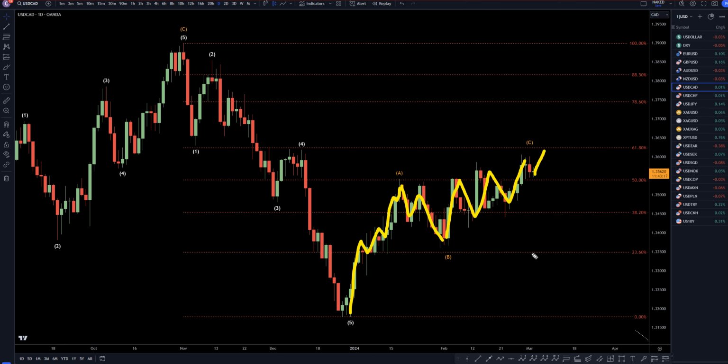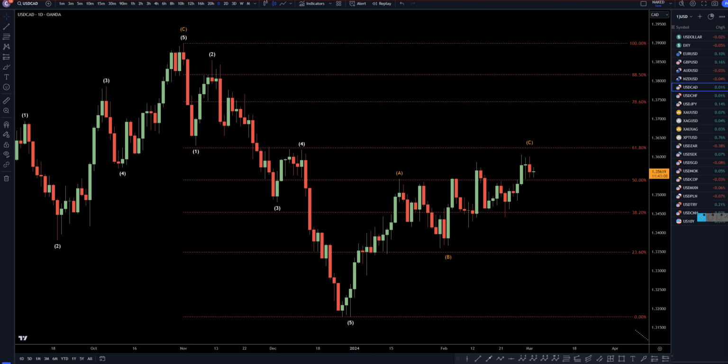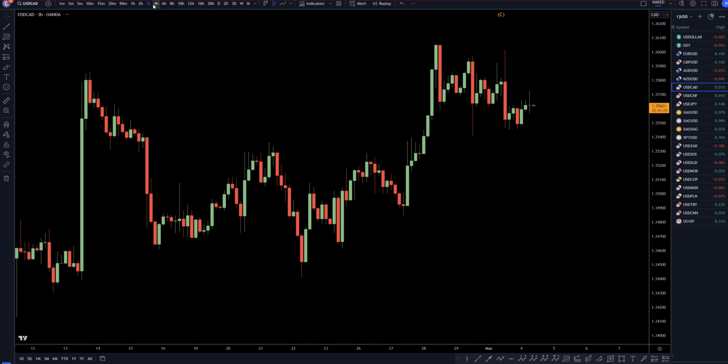Now, maybe it does have one more push up to the touch of 61.8 and take out the high of wave 4 to end the wave 2 and then continue back down for a wave 3. So let's keep going down to the 4 hour time frame.